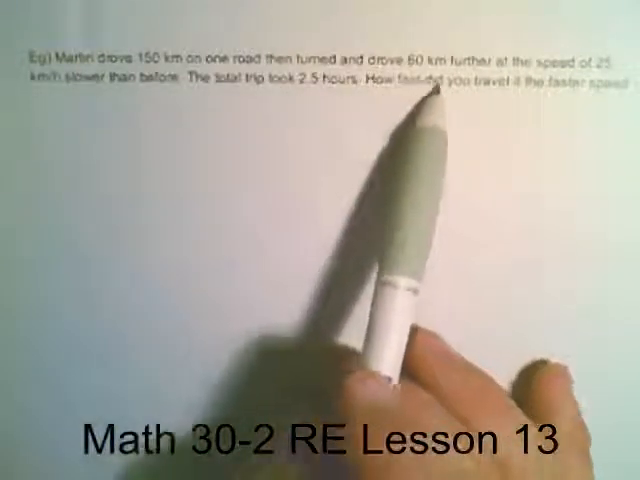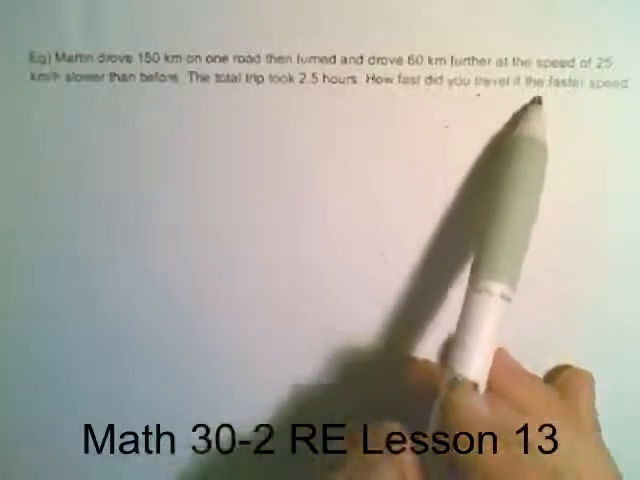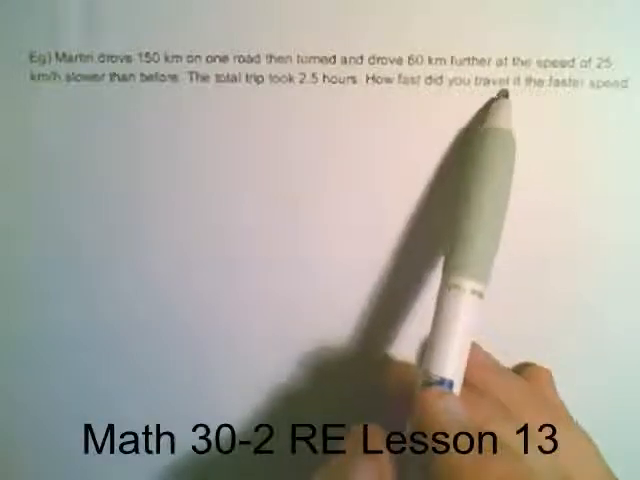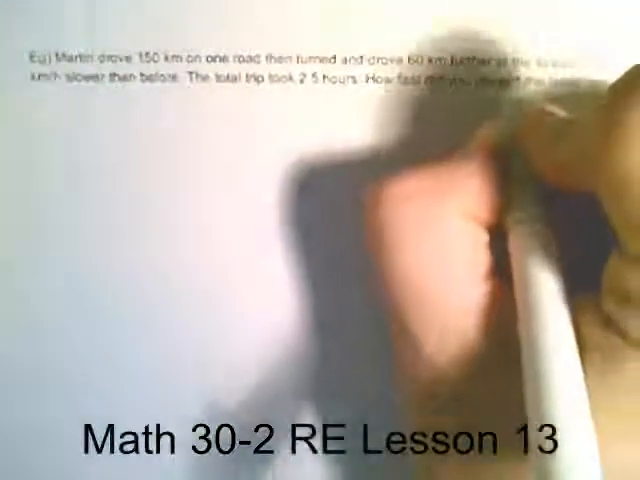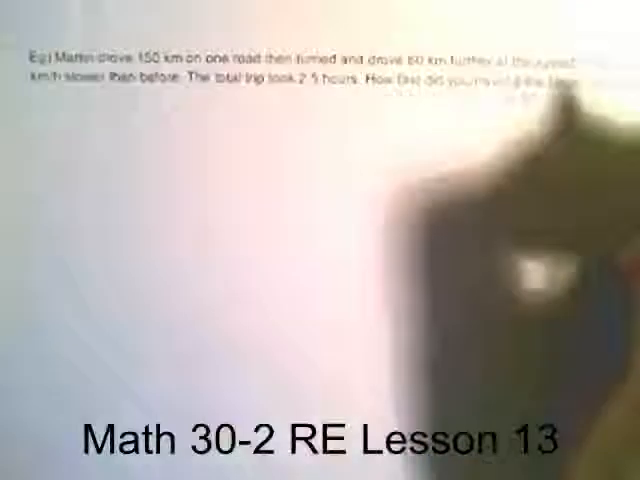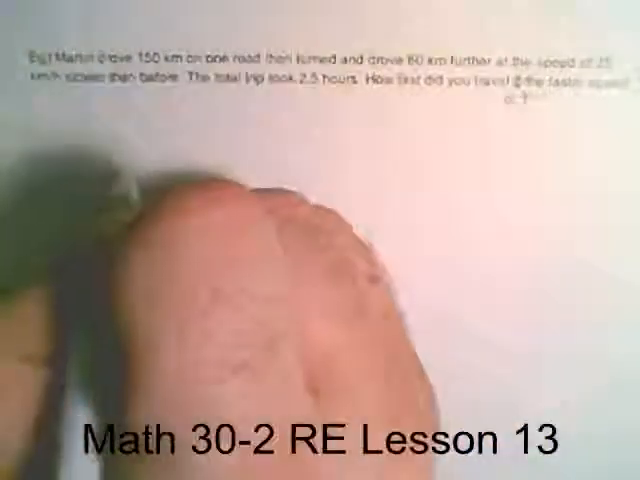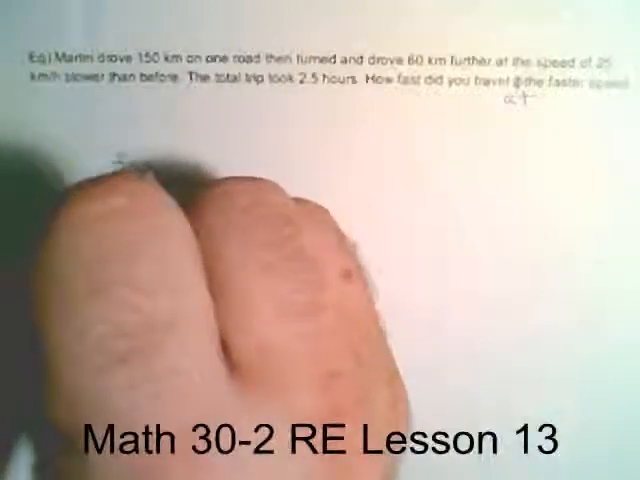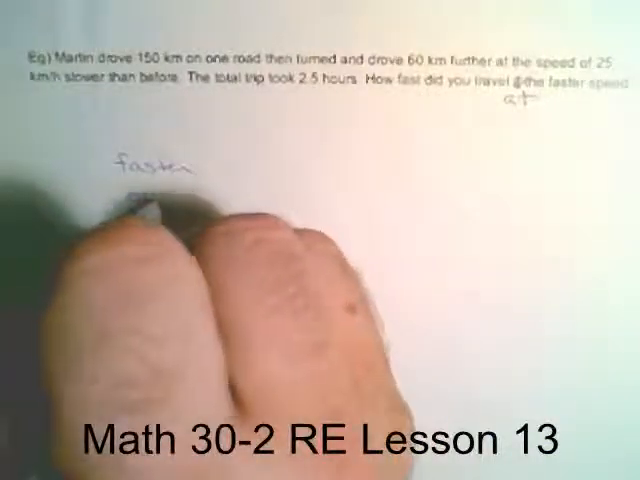Martin drove 150 kilometers on one road, then turned and drove 60 kilometers further at a speed 25 slower than before. The total trip took 2.5 hours. How fast did you travel at the faster speed? So what was the faster speed?